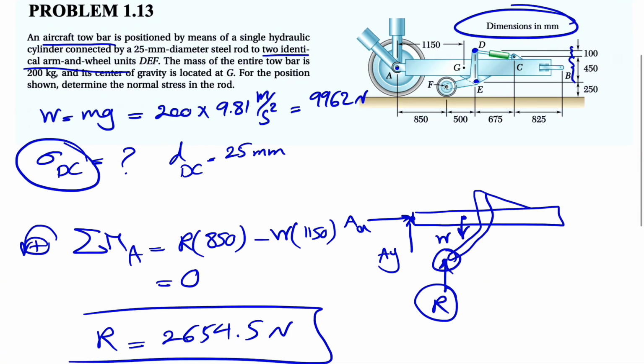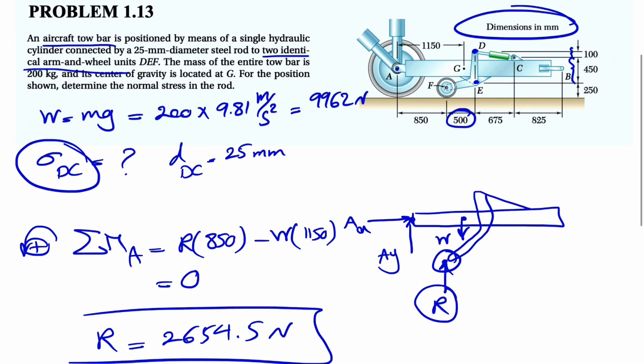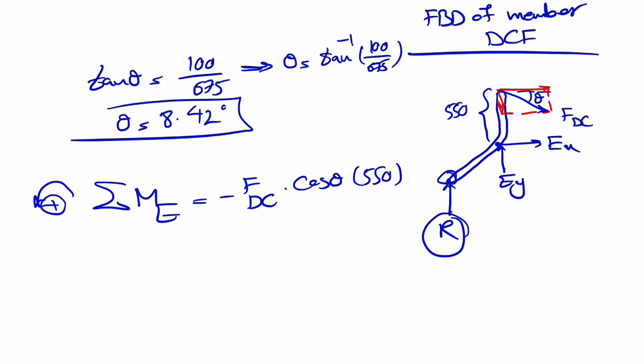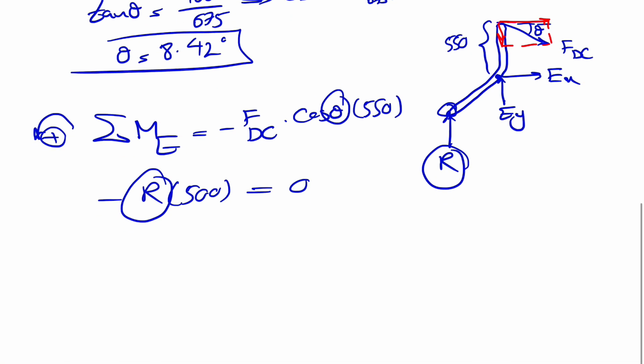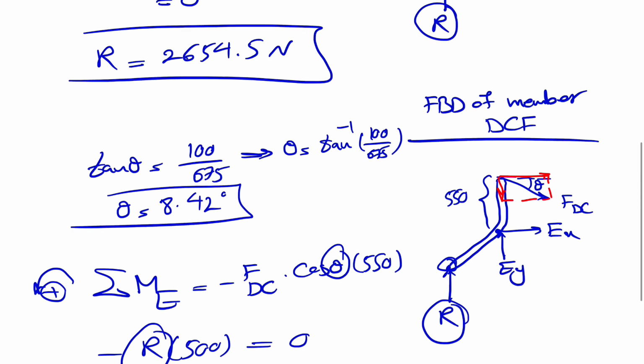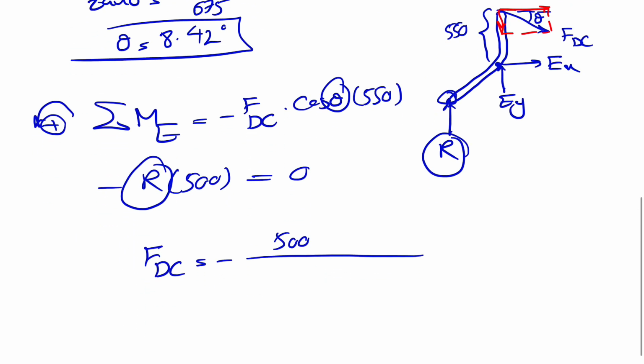We also have the moment of R, and the distance that we have for R again is 500. We can see that the moment of R is also about point E, clockwise. So that's going to be minus FDC times 550 cosine theta minus R times 500 is equal to 0. We already know theta, we already know R, and we can find FDC here. So basically our FDC will be minus 500 times our R, which is 2654.5, divided by 550 times cosine of 8.42 degrees.